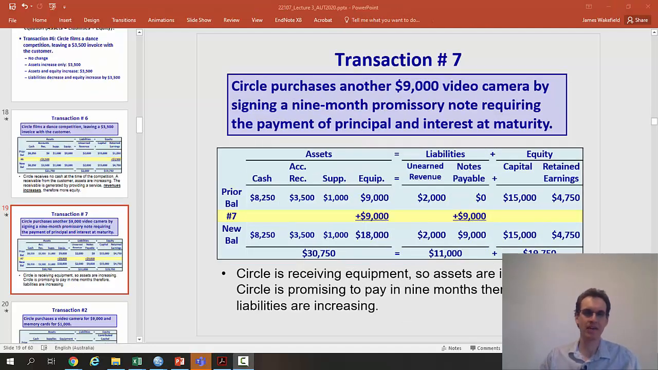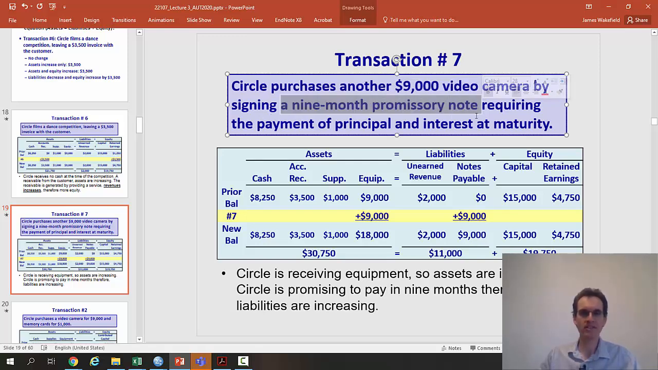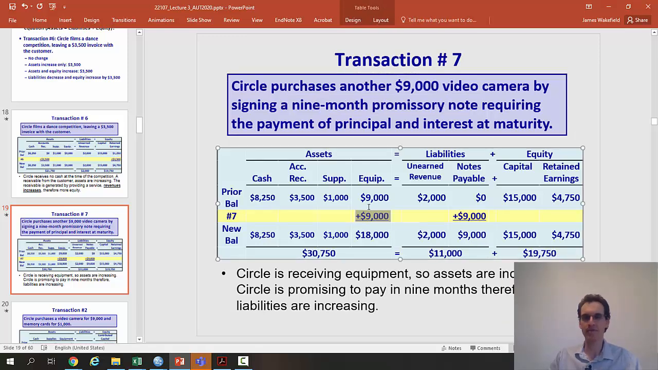Let's move along and look at transaction number 7. Transaction 7 says Circle purchases another $9,000 video camera by signing a 9-month promissory note. So what is a promissory note? Well, it is a current liability. So that is a short-term liability that businesses generally repay within a year. So they have acquired an asset that's worth $9,000. So equipment goes up by $9,000. That's obviously an asset.